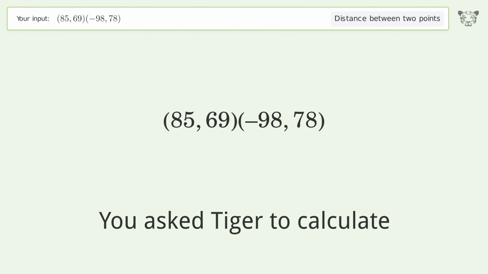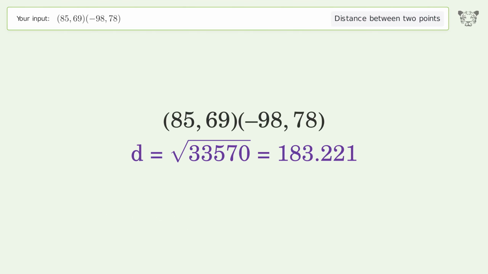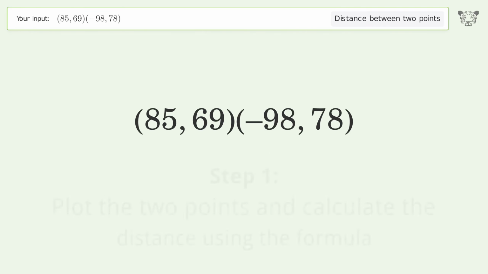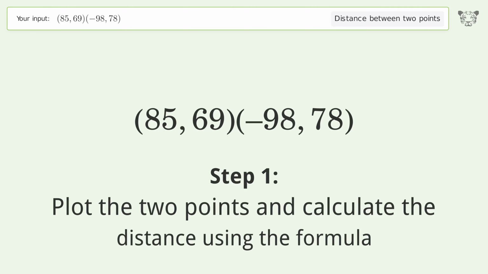You ask Tiger to calculate. This deals with the distance between 2 points. The distance between the 2 points is the square root of 33,570, or 183.221. Let's solve it step by step. Plot the 2 points and calculate the distance using the formula.